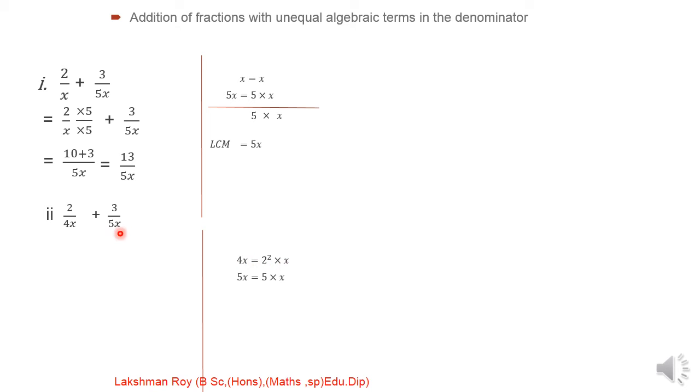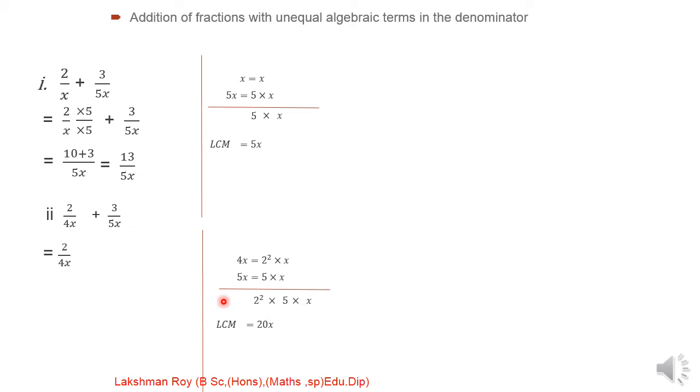Then the other term is 5x. Earlier we wrote 5x as 5 into x. Now take each term. What are the terms here? 2 is there, 5 is there, x is there, right? Highest power: 2 to the power 2 is highest, right? 5, only 5 to the power 1. x is x to the power 1. Then you take the product. Here 2 to the power 2 means 4. 4 into 5, 20. 20x.